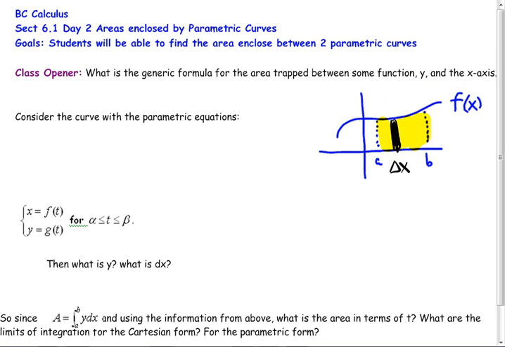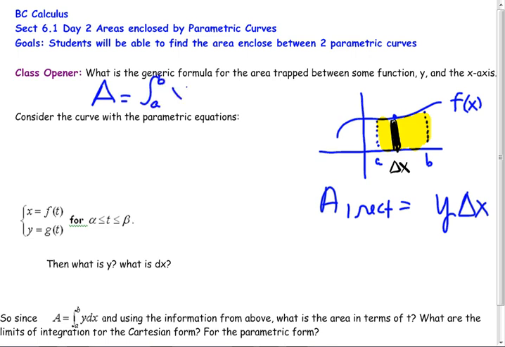Okay, so the area for one rectangle is base times height. The base is delta x. What's the height? It's the y value. So the area from A to B is going to be my y value times dx. If you understand this, then the rest is going to follow really quite nicely.